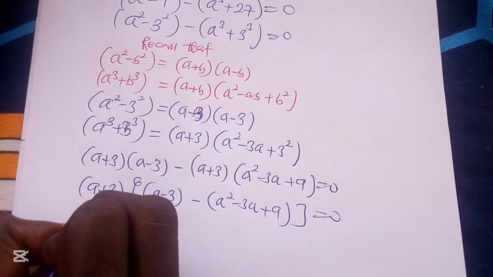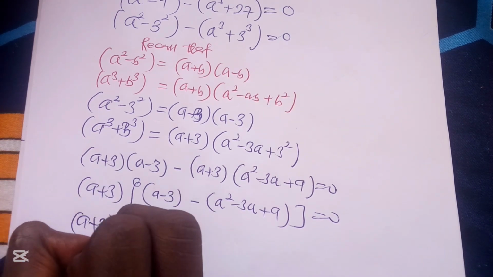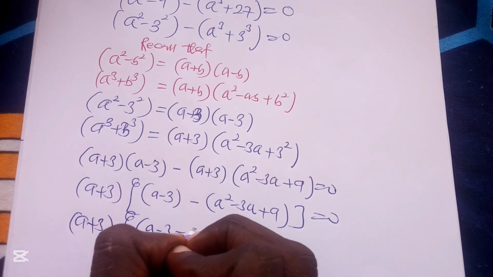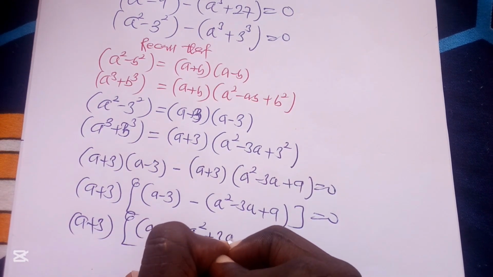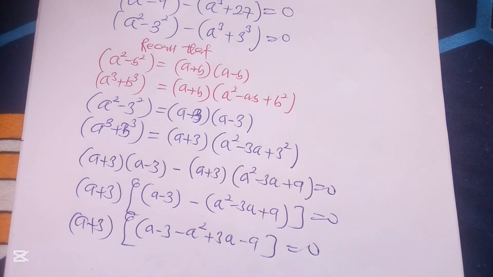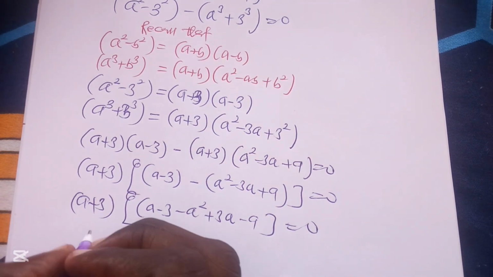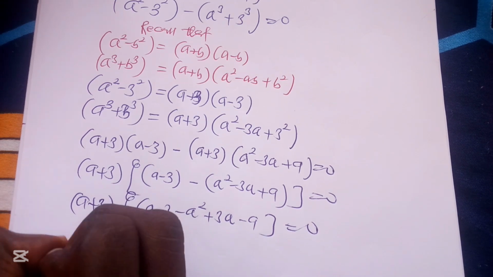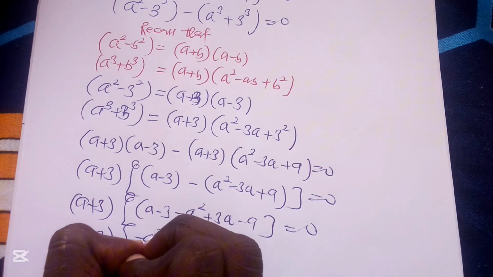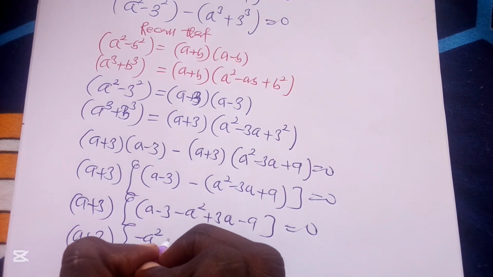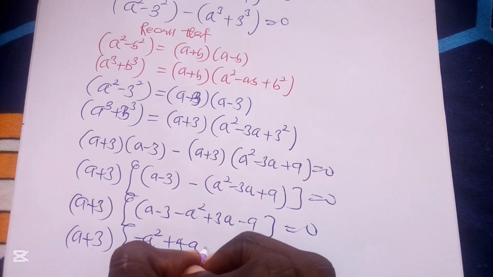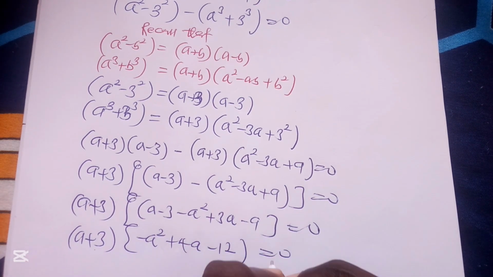Now it continues. Then we say a plus 3 into a minus 3, then we simplify this one, minus a square plus 3a minus 9. Then everything becomes 0. Now from this point we have a plus 3 into minus a square, plus 3a giving you plus 4a, minus 3 minus 9 giving you minus 12. This equals 0.